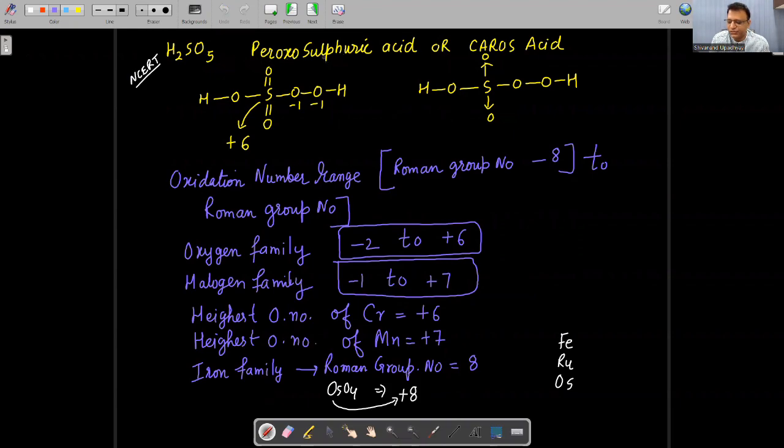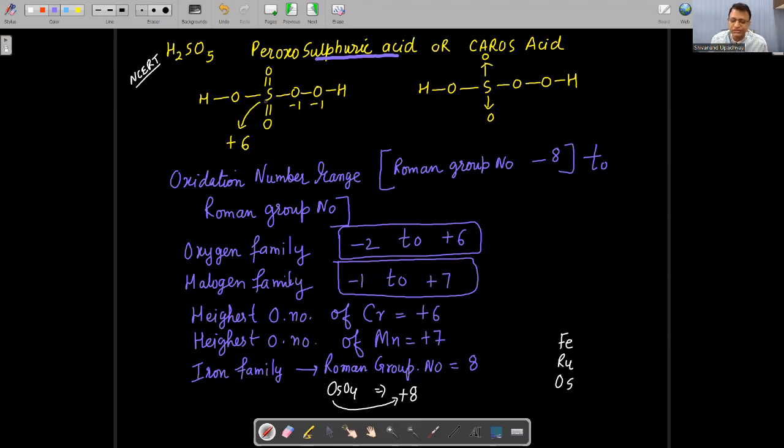If you go through the in-text questions of NCERT about peroxosulfuric acid, it has a similar structure to that of sulfuric acid. The only difference is that in sulfuric acid we write sulfur double bond oxygen, OH and OH, while on one side it is a peroxide bond. So here 2 oxygen atoms are present in -1 oxidation state, and the sulfur is present in +6 oxidation state.